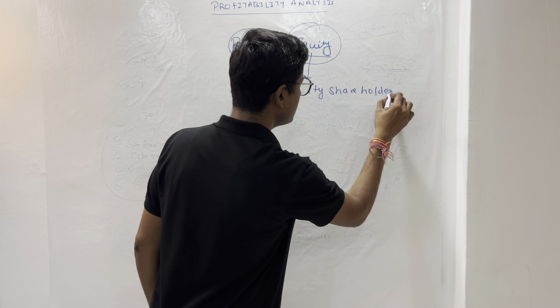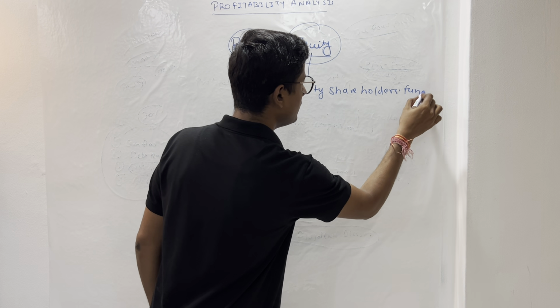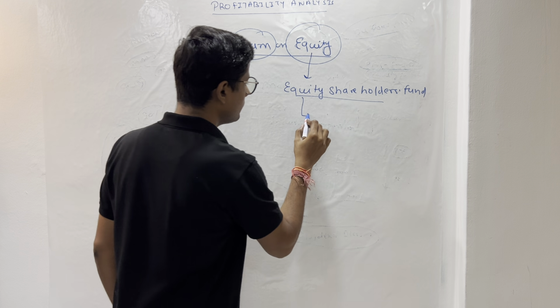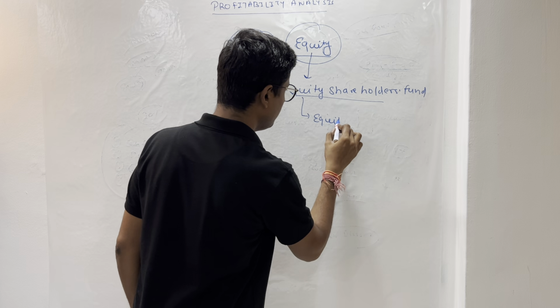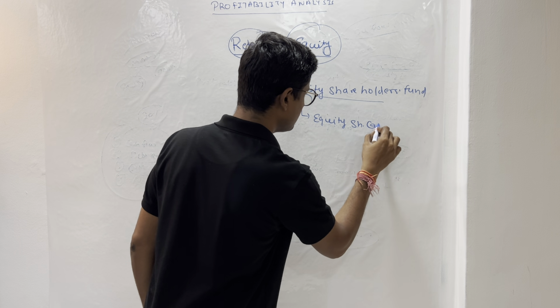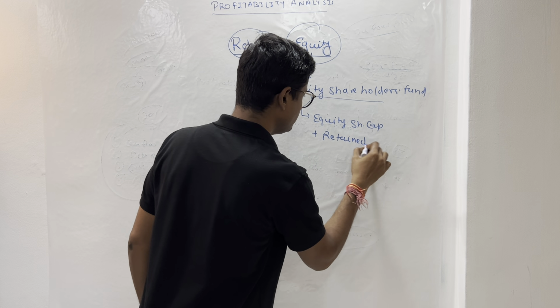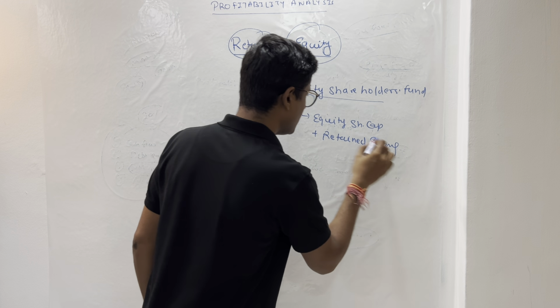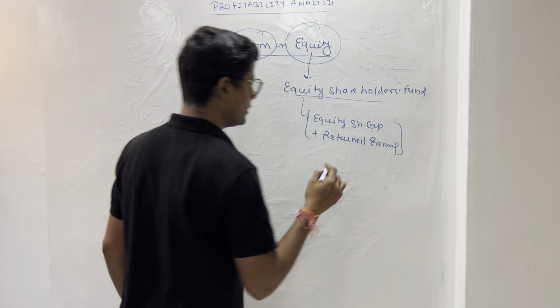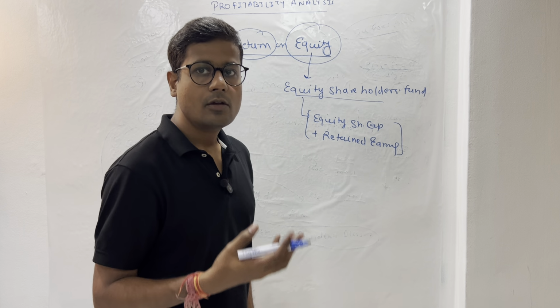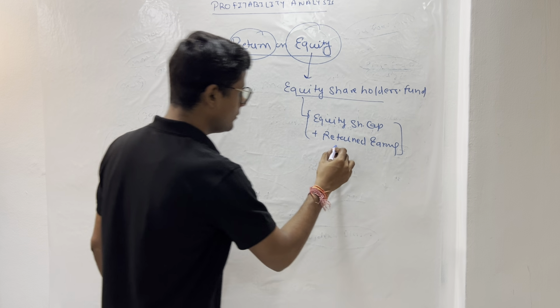Now, what do we mean by equity shareholders' fund? In equity shareholders' fund, we include the equity share capital and we will include the retained earnings, because both belong to the equity shareholders. Both of these elements can be found in the balance sheet.